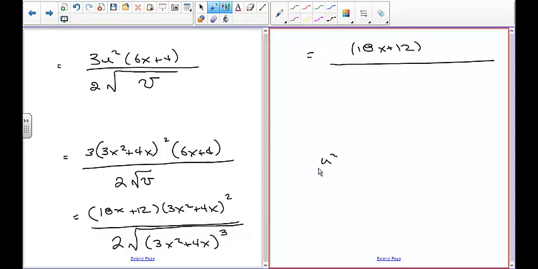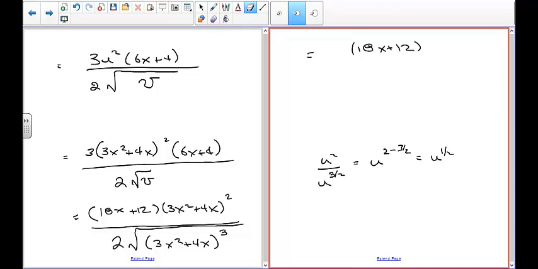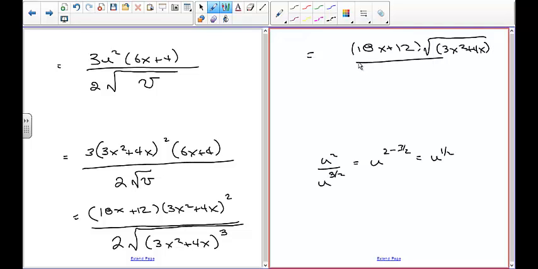So if you had u squared over u to the, in this case, the thing in the middle is going to be to the 3/2 power. Okay, because you're taking the square root of something cubed. So if you then subtract, you get 2 minus 3/2, which is a half. So you get u to the 1/2. So that's actually in the numerator. So you would get this times the square root of 3x squared plus 4x all divided by 2.